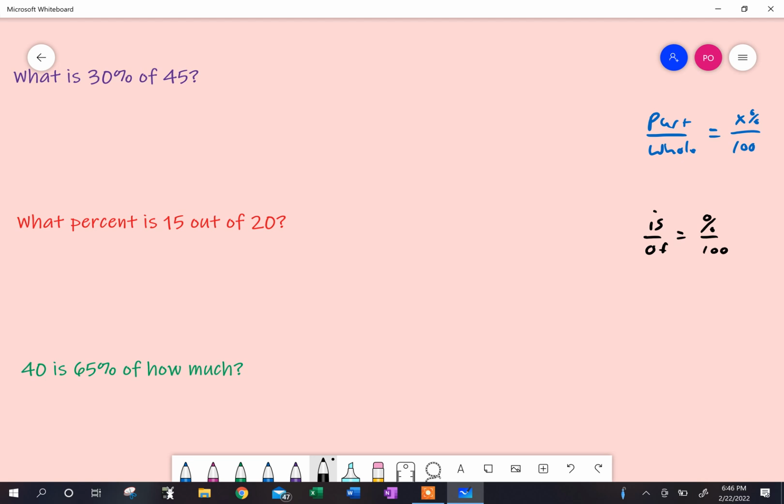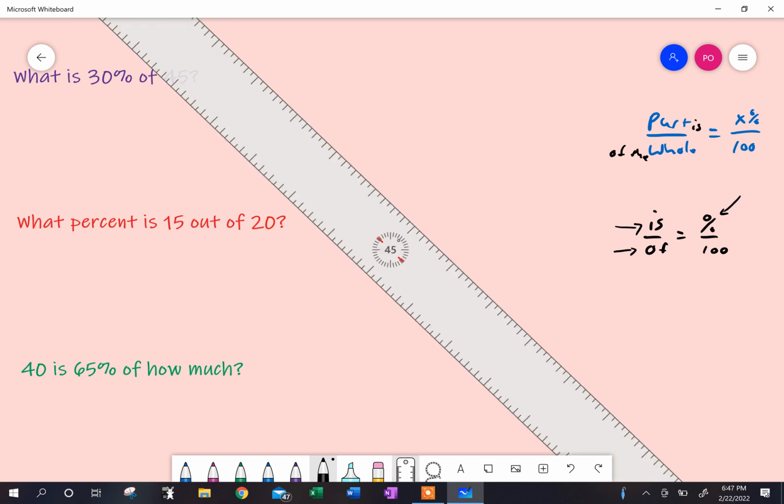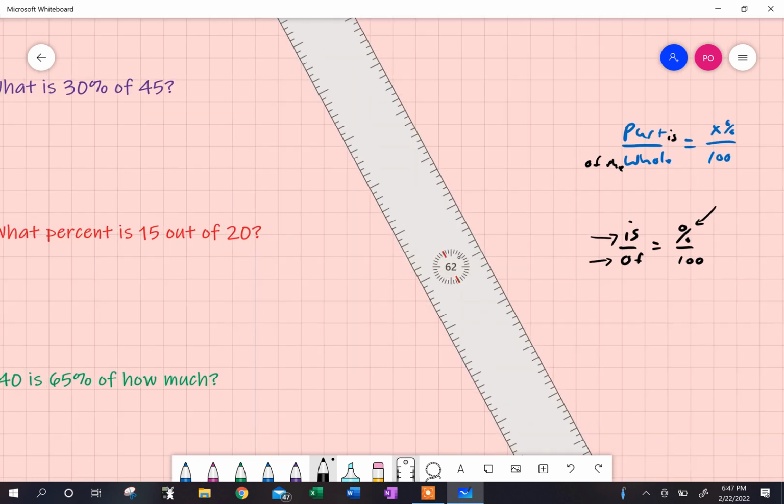Now, you might be saying, why are you using is? Because it's what part is something of the whole. So our keywords are going to be is, of, and we're going to look for that percent symbol. There's really three types of questions that we can ask when we're doing this, and I'm going to go through an example for each.